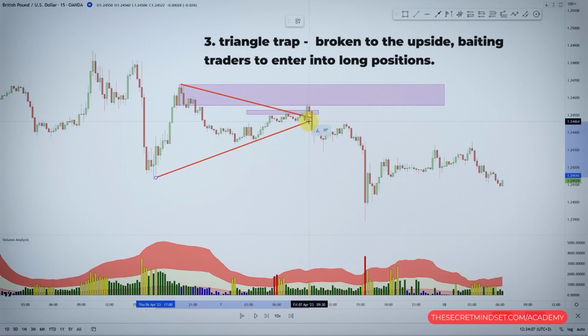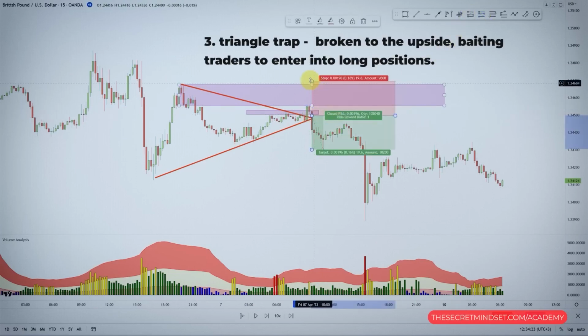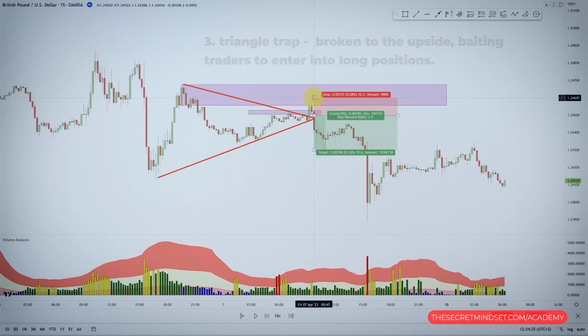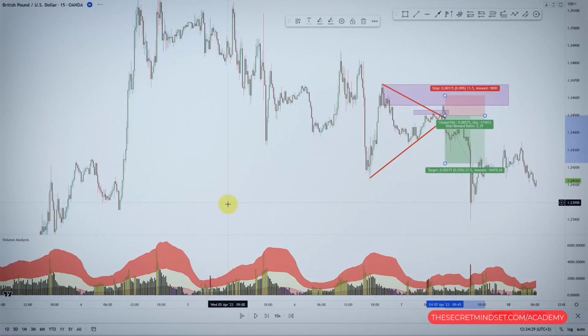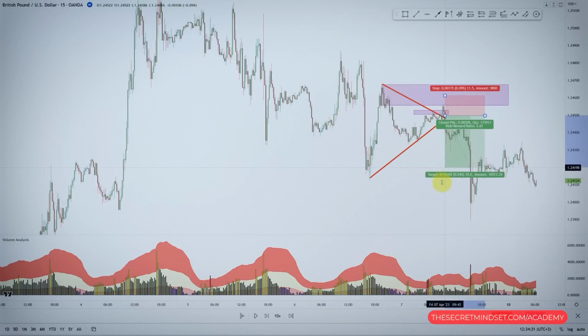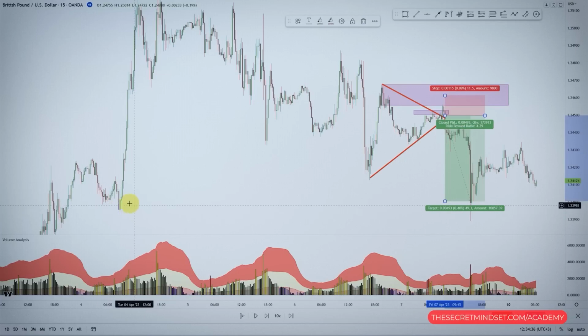I see another trap here, a triangle, which was broken to the upside, baiting traders to enter into long positions. But the trend is down. We are near a supply area, and we also have a liquidity run, and many long traders trapped. A short position after the supply rejection, after the liquidity run, was the better trade. Stop loss above the liquidity run, and you target the next important demand area.